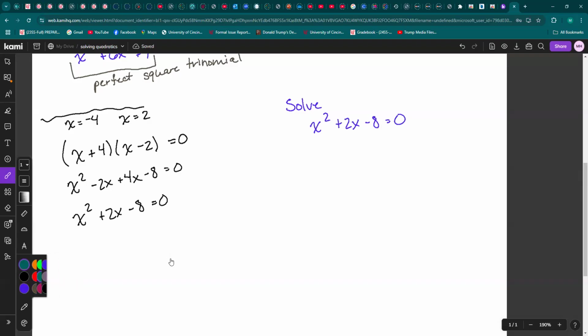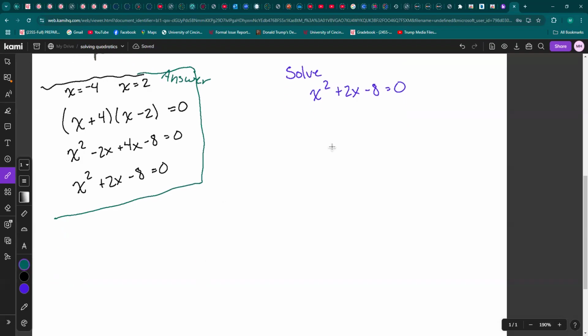I'm trying to think how I want to do this. All right, so I know what answer I want to get. Okay, answer. So if what I have works, this would be an example showing how it works. And our steps for completing the square.